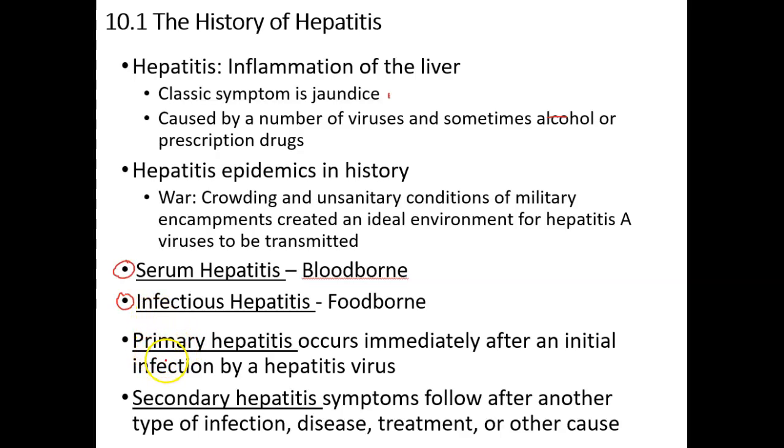Now, primary hepatitis is going to occur right after an infection of the hepatitis virus. Secondary hepatitis comes after some other disease or treatment that causes hepatitis. So in this chapter, we're going to focus primarily on viral primary hepatitis.